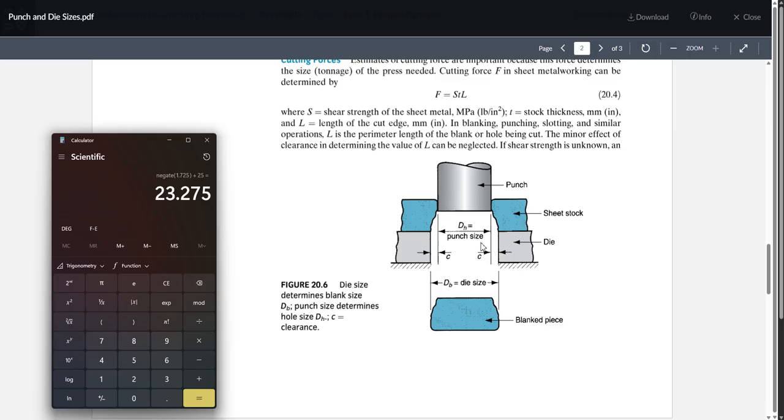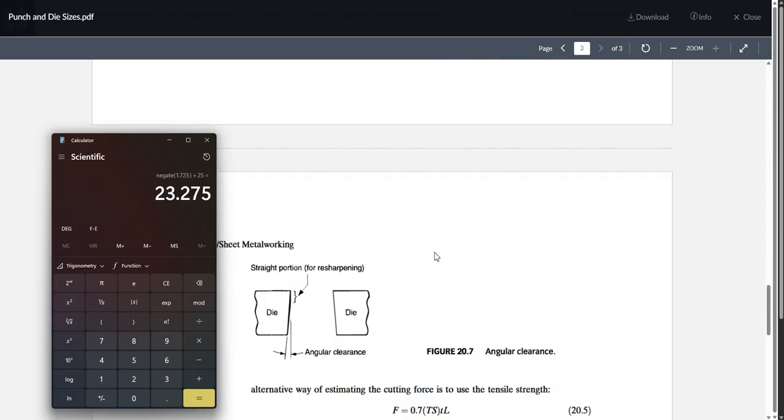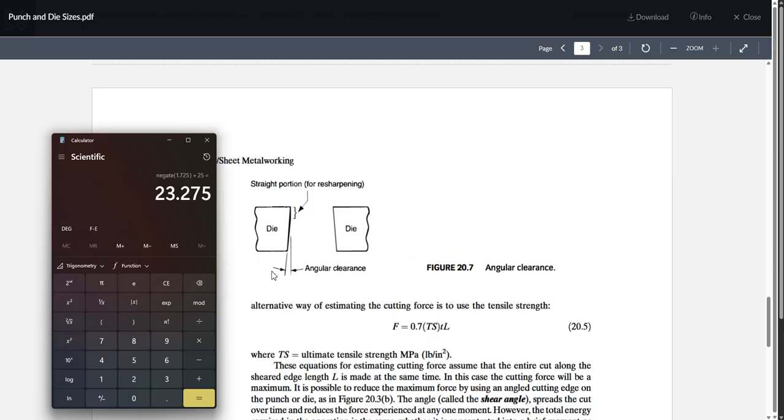In the case of the hole, the punch diameter is going to be equal to the diameter of the hole, and the die opening is going to be plus 2c. We need to have this angle to provide an escape. We don't want the friction to go all over the cross section of the cylinder.